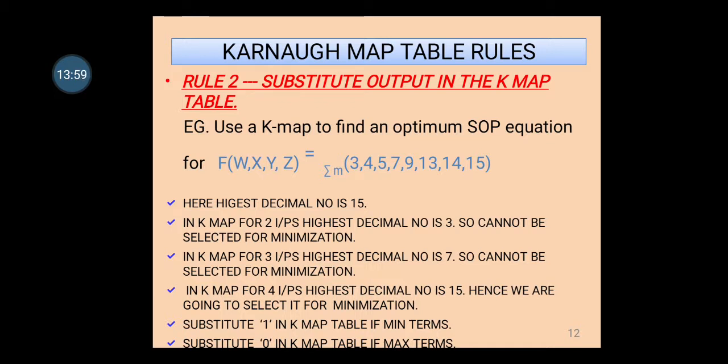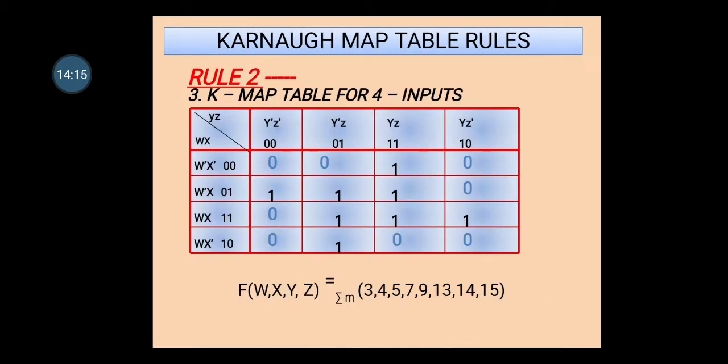And as you know, if your equation is SOP, then you are going to substitute 1 in all those cell numbers. But if the equation is POS, then you are going to substitute 0 in all those cell numbers. So you can see here the 4 input table for the given equation. This 1 we have already substituted, and for the numbers which are not present there you are going to substitute 0 because it is a min term. And this is how you are going to substitute the output in a given K-map table.